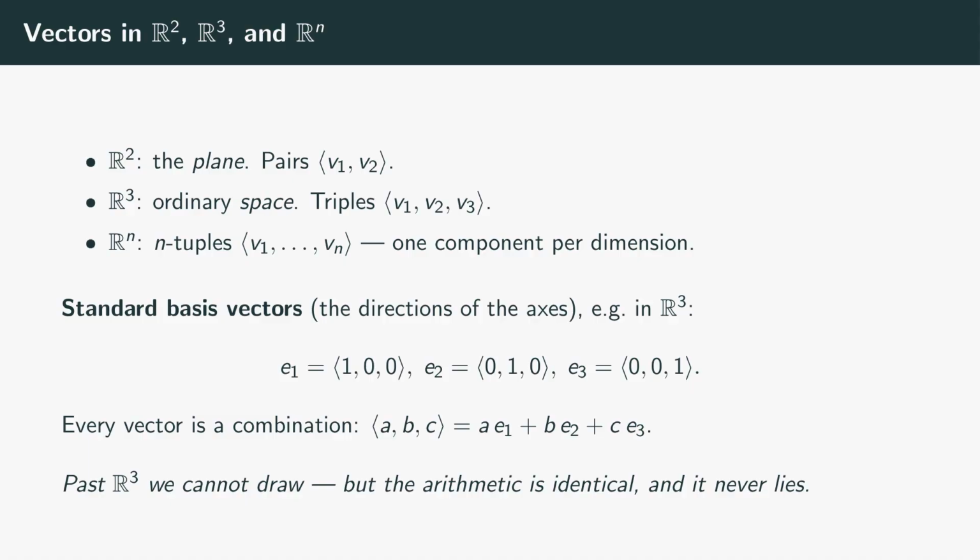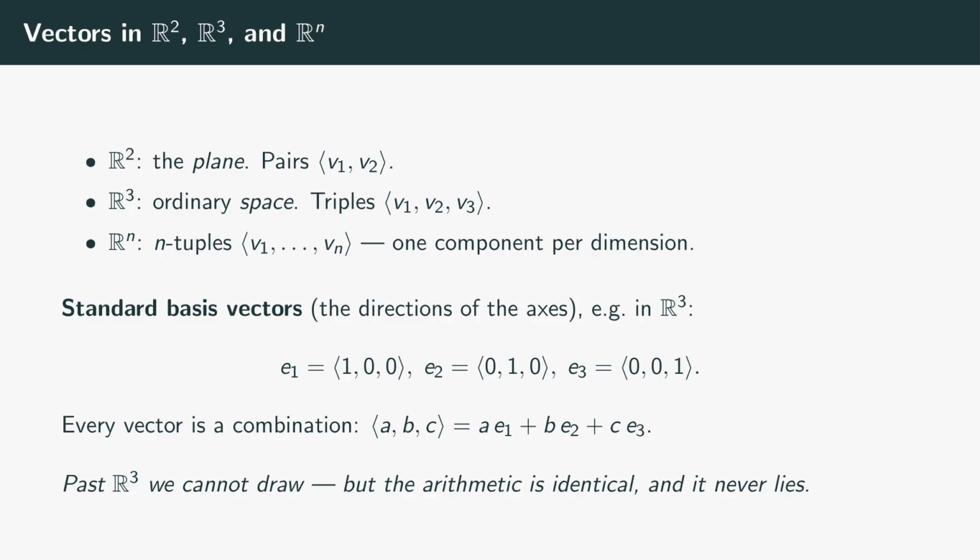Where do vectors live? In the plane, every vector is a pair of numbers, and we call the plane R2, R for the real numbers, 2 for the two components. In ordinary space, every vector is a triple of numbers, and we call that space R3. The pattern is the engine of the whole subject. For any whole number n, Rn is the space of vectors with n components, one for each dimension.